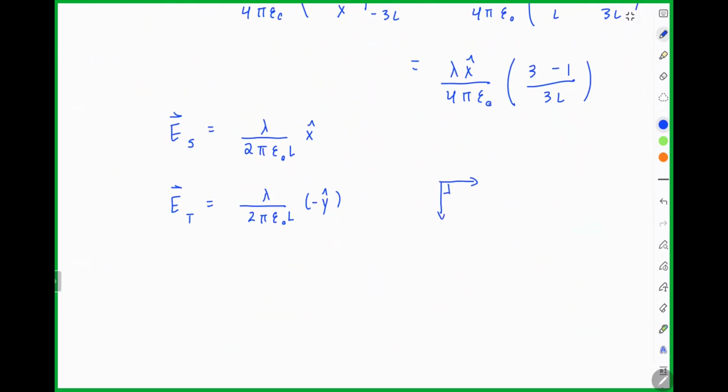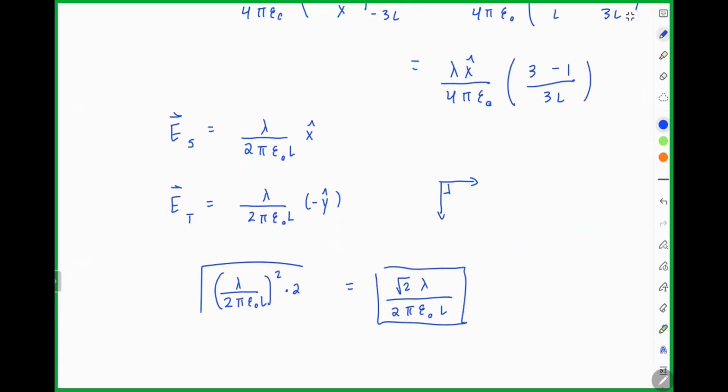And so all we need to apply is the Pythagorean theorem: lambda over 2 pi epsilon naught L squared times 2, right? Since they're both identical, square rooted. And so what that leaves us with is simply square root 2 lambda over 2 pi epsilon naught L. And that is our final answer for the magnitude of the electric field.